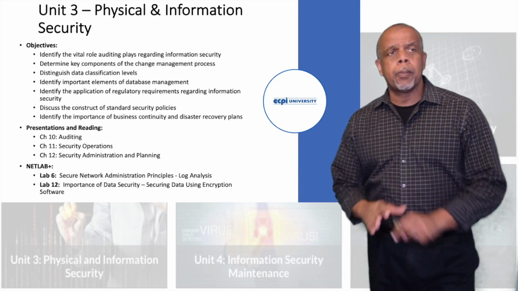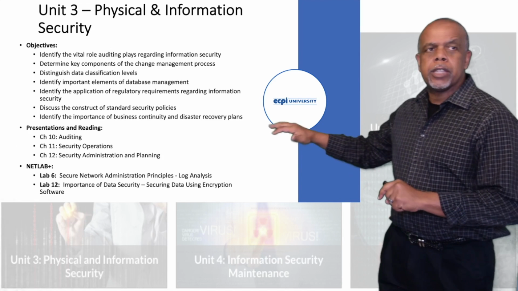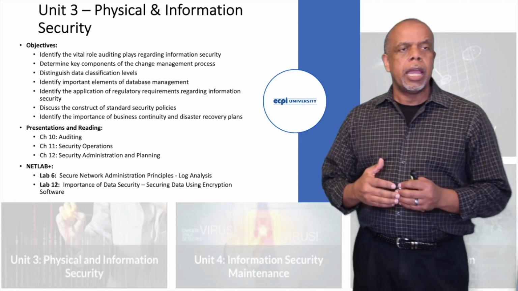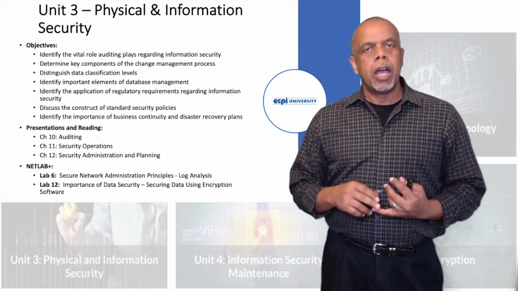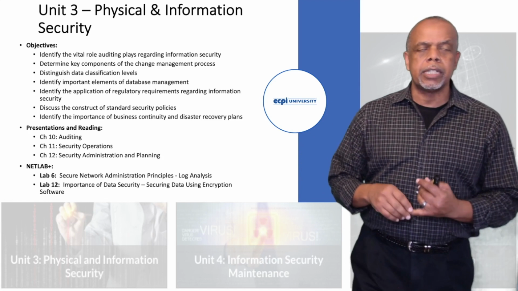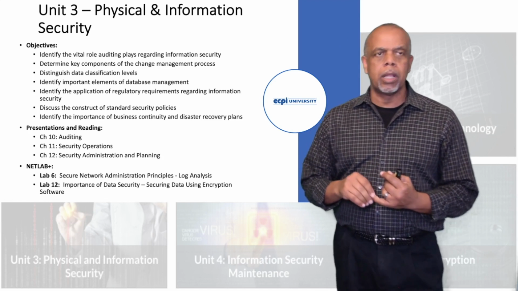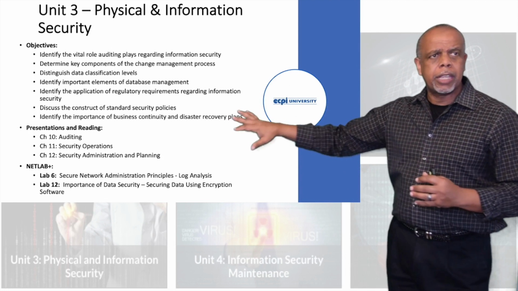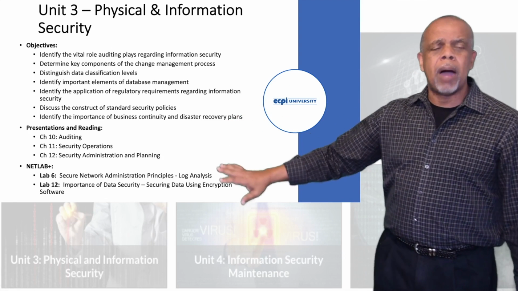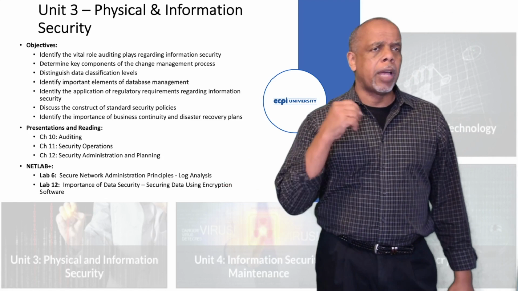Unit 3, we talk about physical and information security. Physical security, yes, that is a big part of what we do from a cybersecurity perspective. Understanding your disaster continuity and disaster recovery plans, your DRP as we call it, all those different things. We're going to get into those and how to identify them, and how you write security policy. Policy is very important in how we write that.